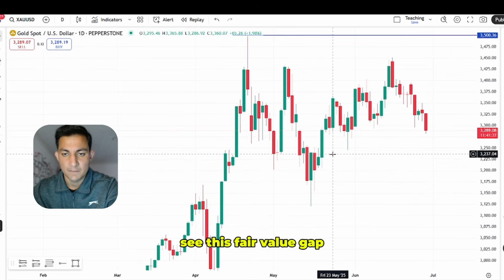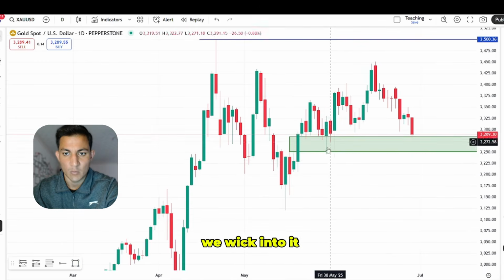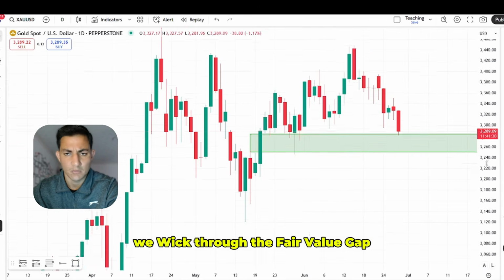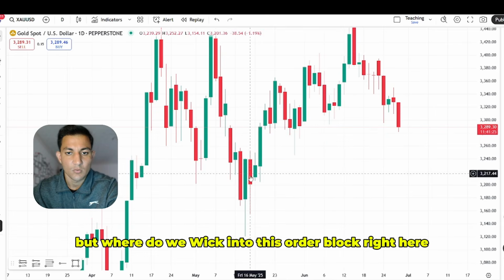But anyway, this bit of price action we care about. See this fair value gap? Right, we wick into it. I know we go down, so we wick through the fair value gap. But where do we wick into? This order block right here.